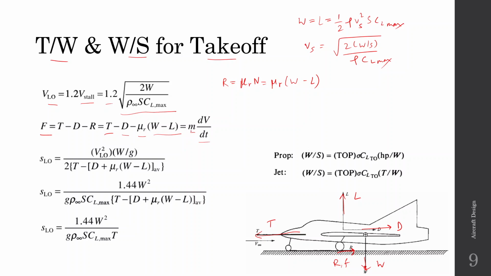Further, what you can do is you can multiply and divide by g. So m dv by dt, right? m dv by dt.